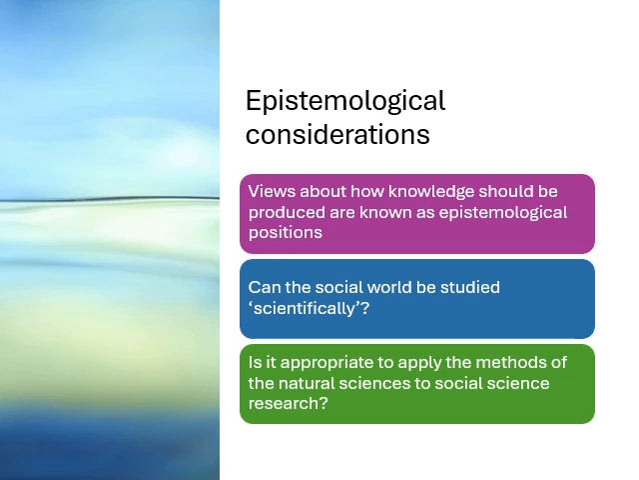So, is it appropriate to apply the methods of natural science to social science research? Well, positivists often believe that methods used in natural sciences, for example, experiments and statistical analysis, can and should be applied to social sciences to ensure objectivity and rigor. Critics argue that human behavior and social interactions are too complex and context dependent to be studied solely through these methods. They advocate for approaches that consider the social context, such as ethnography or case studies, which can provide deeper insights into the social world.